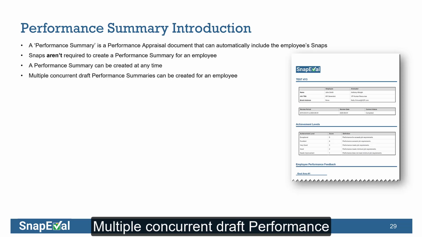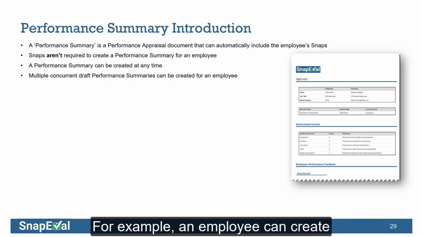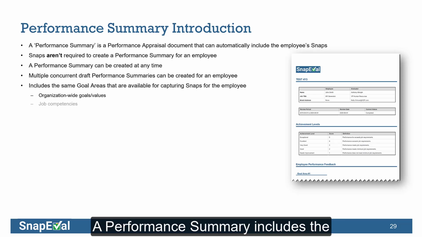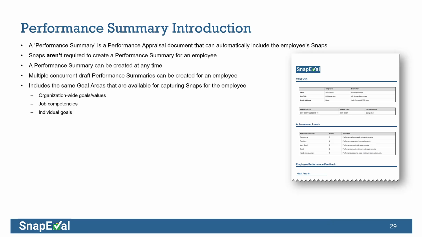Multiple concurrent draft performance summaries can be created for an employee. For example, an employee can create their own draft performance summary as a self-assessment, and the employee's manager can create a separate draft performance summary for the employee. A performance summary includes the same goal areas that are available for capturing snaps for the employee.